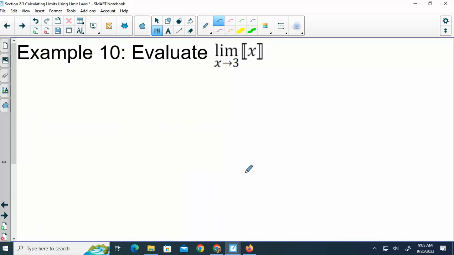All right, let's talk about this one. What do those brackets mean? Algebra 2. Remember the greatest integer function? Ooh. Remember? It was like greatest integer function, the graph was like stairs. So you could only get out integer answers.